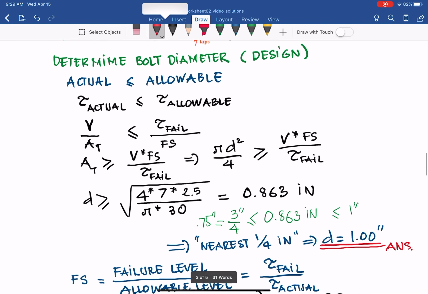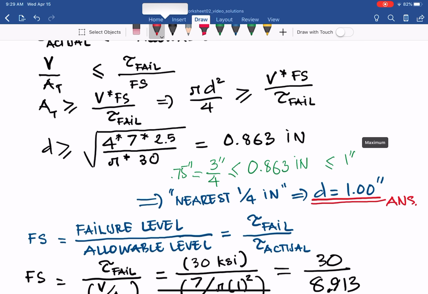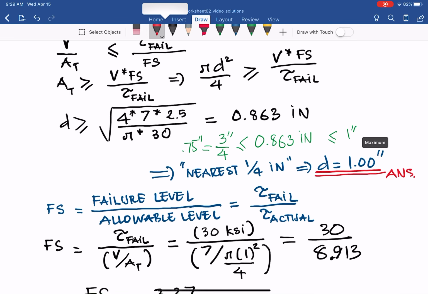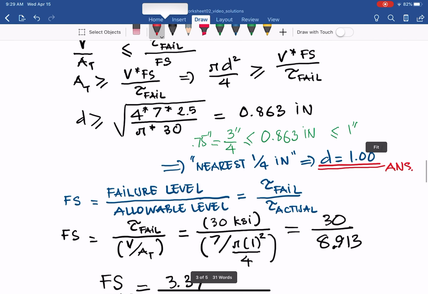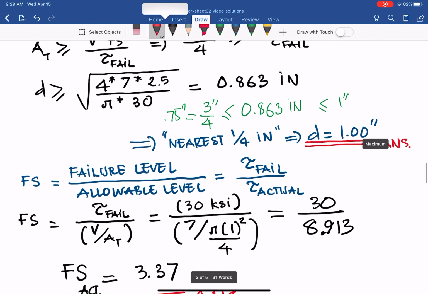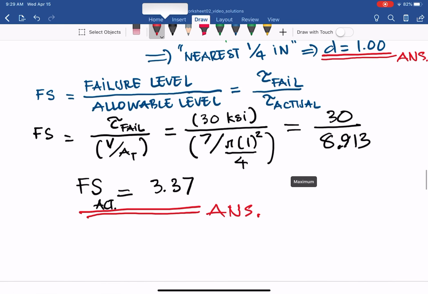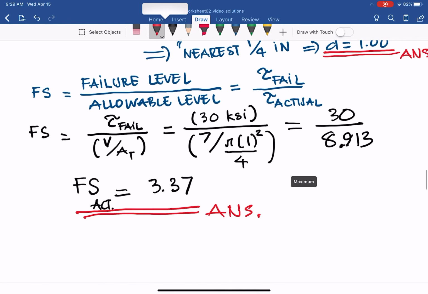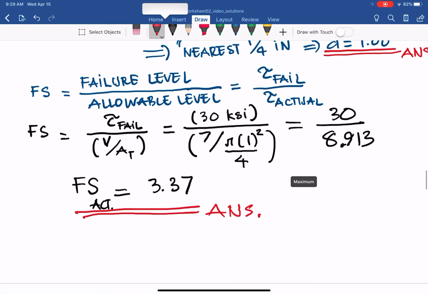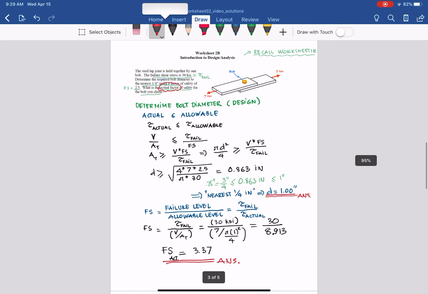Originally, we set the factor of safety equal to 2.5, and for that factor of safety you need the diameter of 0.863 inch. But in the market, normally you don't get that, so round up to 1/4 inch. In this case, you choose 1 inch diameter. Because you jump a little bit upper, you feel more safe, and that reflects in the factor of safety being greater than the original, 3.37 compared to 2.5, which makes sense. So with that, we finish problem 2B.